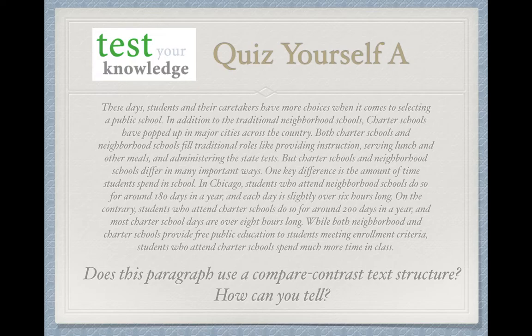One key difference is the amount of time students spend in school. In Chicago, students who attend neighborhood schools do so for around 180 days in a year, and each day is slightly over 6 hours long. On the contrary, students who attend charter schools do so for around 200 days in a year, and most charter school days are over 8 hours long.